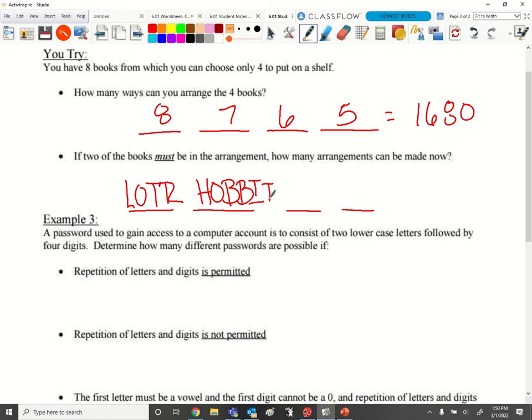On my shelf, I have to have Lord of the Rings. And I have to have The Hobbit. Those books go together. You have to put them there. And if you only have 4 spaces, you're not going to put the Harry Potter series, right? Because you can't put all 7 books if there's only 4 slots. So you've got to be careful about that.